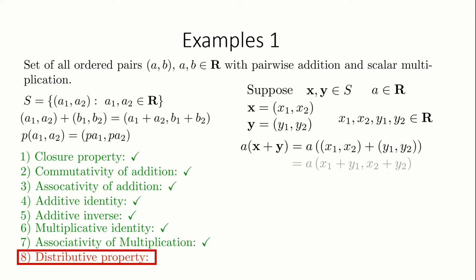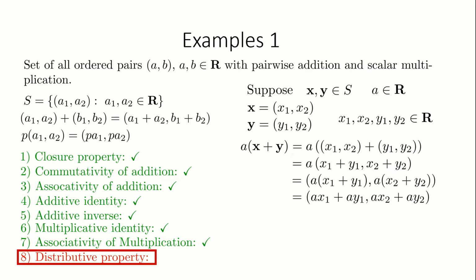First add vectors X and Y using the definition of the addition of two vectors. Now multiply A using the definition of the multiplication of scalars. A, x1, x2, y1 and y2 are all real numbers. Therefore, we can distribute A over the addition of x1 and y1 as well as over the addition of x2 and y2.